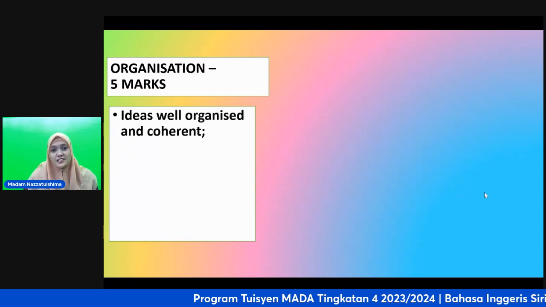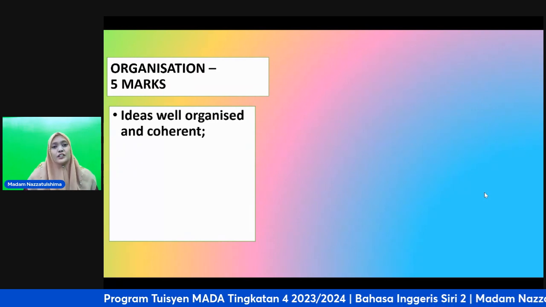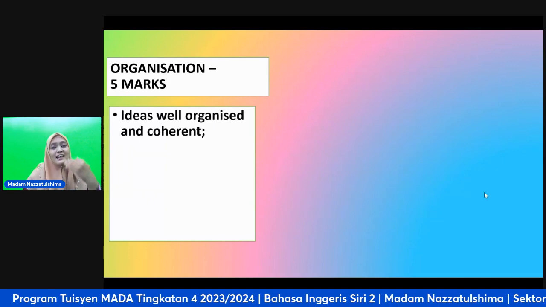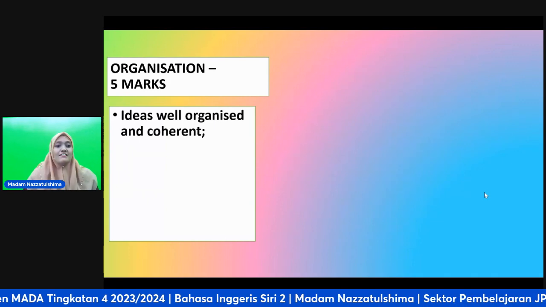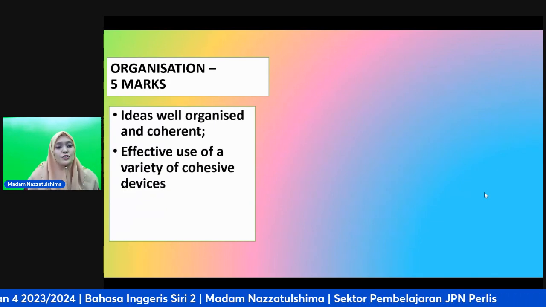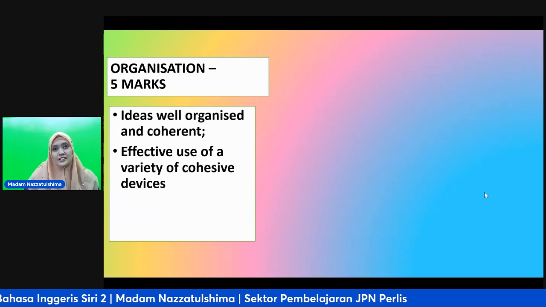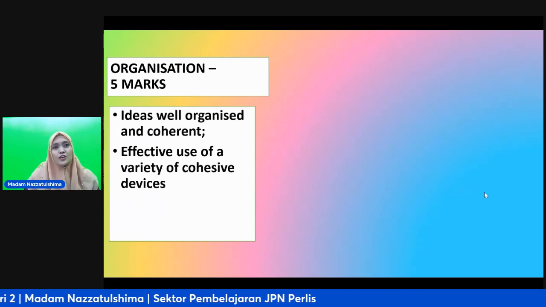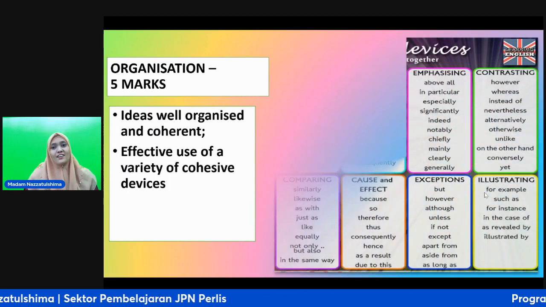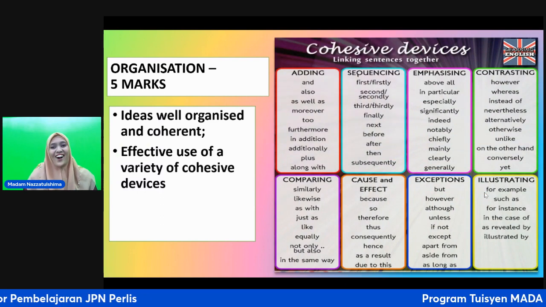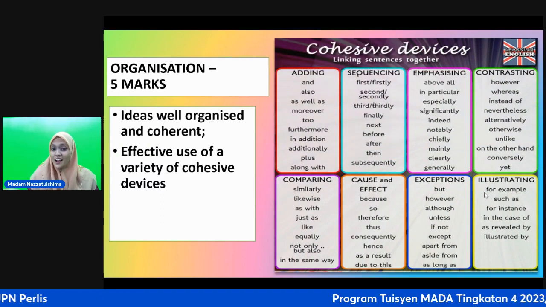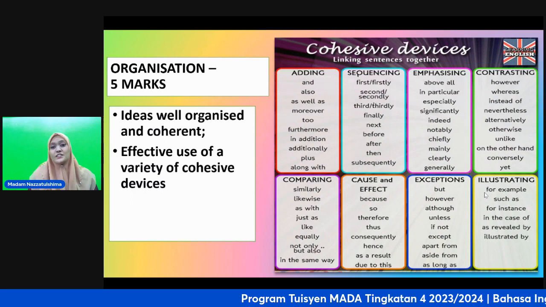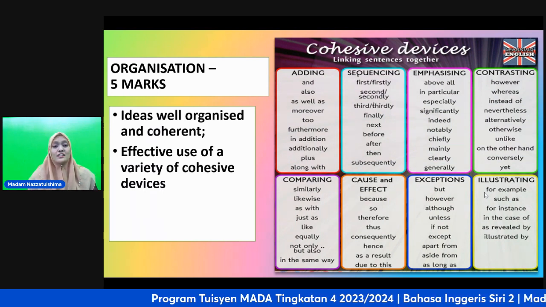Okay, you are using linkers and cohesive devices to make sure the ideas are linked smoothly. Effective use of a variety of cohesive devices. So you are supposed to use a variety of cohesive devices. Okay, cohesive devices. So these are a few examples of cohesive devices that you can use.